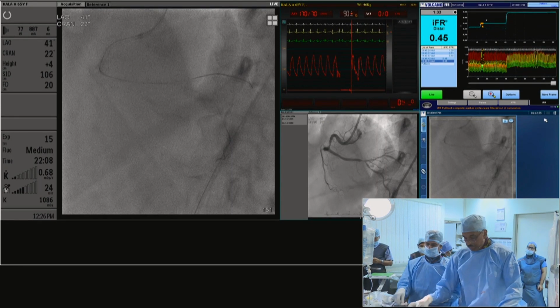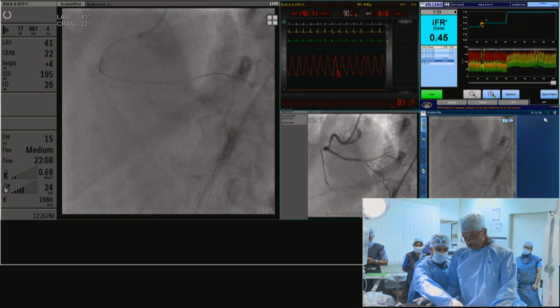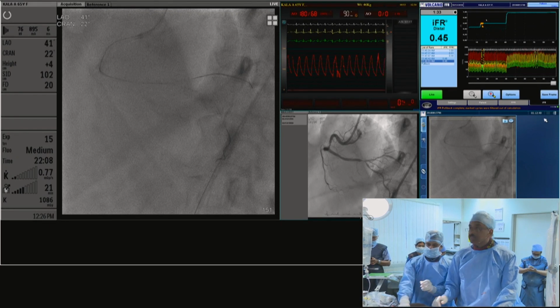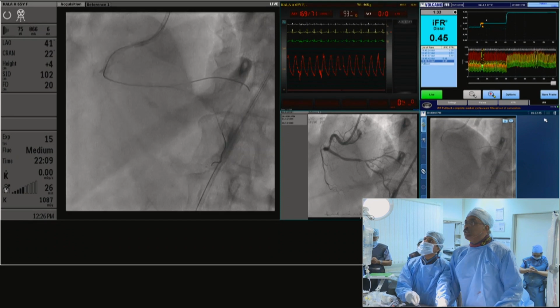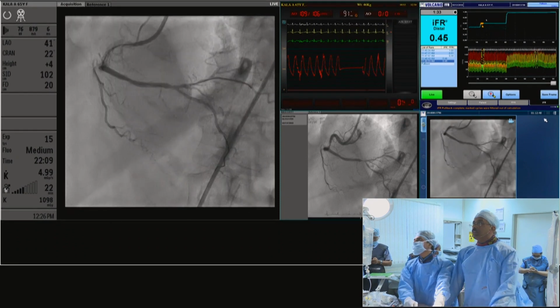Okay, so we've committed ourselves to stent the lesion in the end. Dilate, you have done some angiosculpt yourself. Yeah, just take a shot, please. So Ajit, where are you now? Yes, so I've done an angiosculpt 2.5.